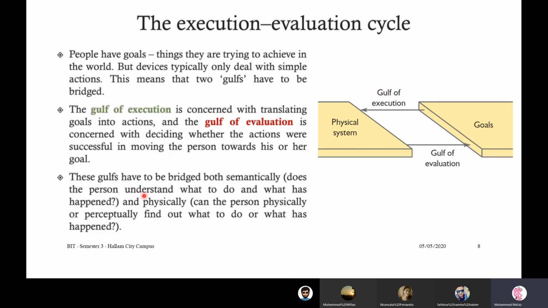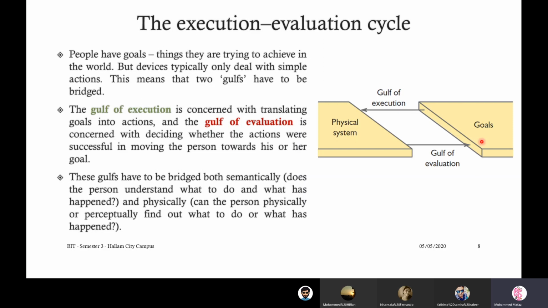Does the person understand what to do and what has happened? And physically, can the person physically or perceptually find out what to do or what has happened? So basically they're explaining that same thing. So these two gulfs need to be reduced, right? As a person, there are two things. Does the person understand what to do and what has happened? So whether they have a goal, and they also have to understand what has happened from the system.